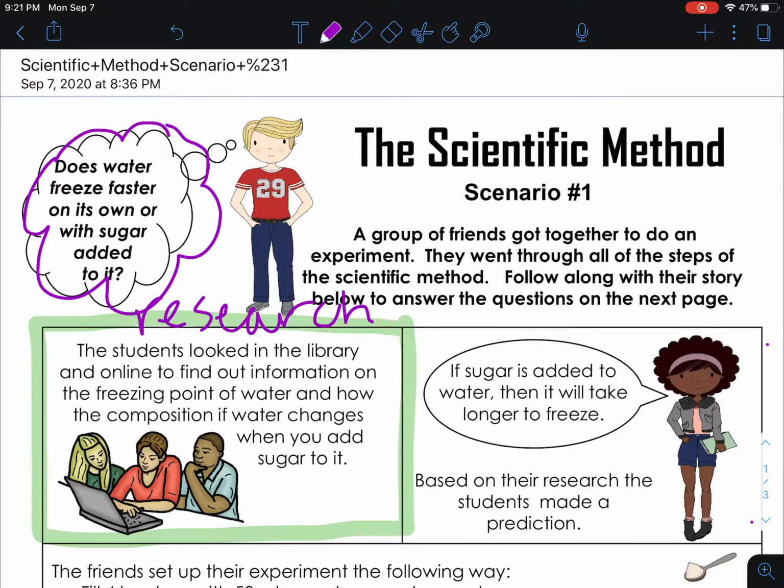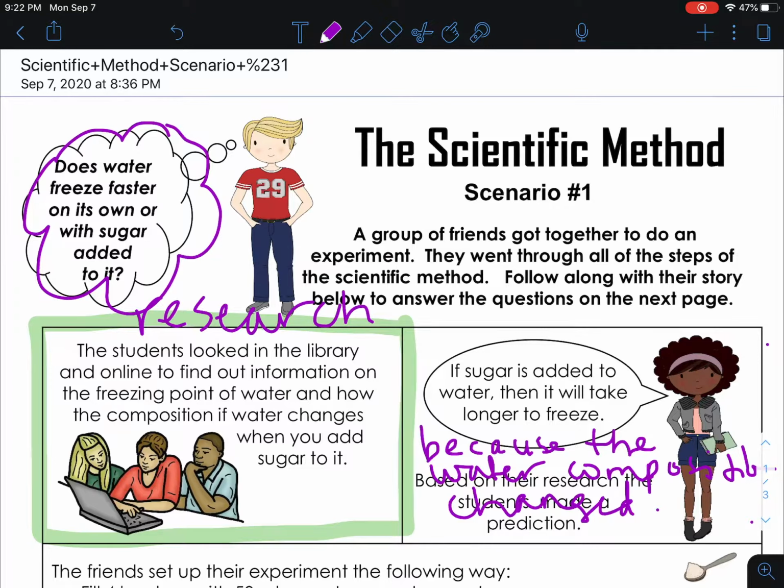And we're going to add one more little component, which is a because. Because the water composition changed. So here we do an if, then, because hypothesis. If I do this, then this will happen because that's your why.